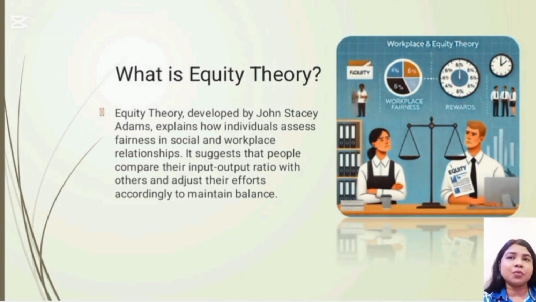Moving to the next slide, what is equity theory? Equity theory says people check if their work and rewards are fair by comparing themselves to others. For example, if you work for 10 hours and get $100 and your co-worker works for 5 hours and also gets $100, you'd feel upset.